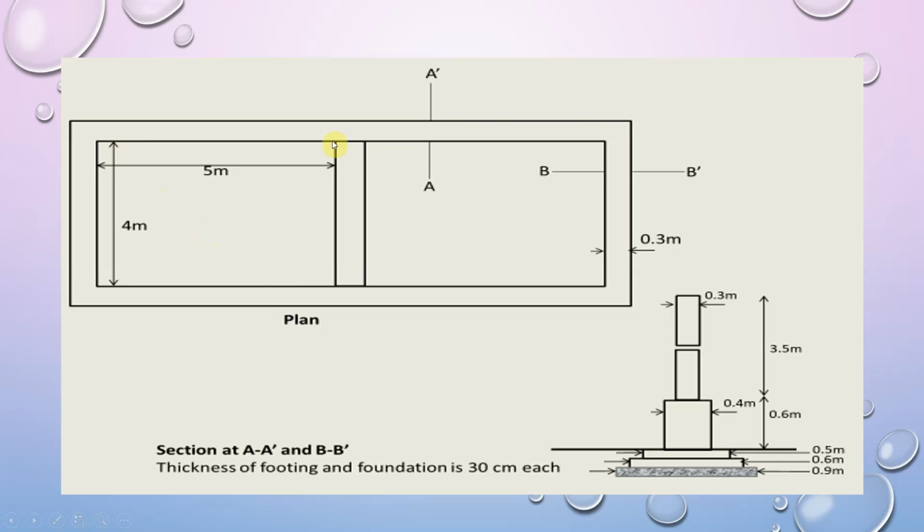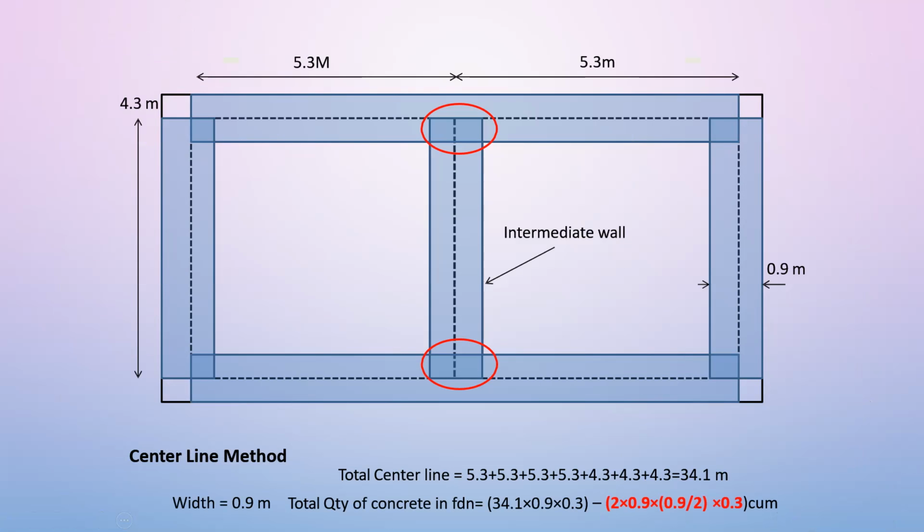This is a plan of a two-roomed building, and again the internal dimensions are 5 meter by 4 meter. The section of a footing is shown separately on the right side. If you look at this colored centerline diagram, all the periphery walls are not overlapping, which means whenever we find the total centerline length of all the outside walls, we add their centerline lengths together. But for the intermediate wall, its crossing with the horizontal walls is shown by a red parabolic sign. That means there is an overlap, and these are called T junctions.